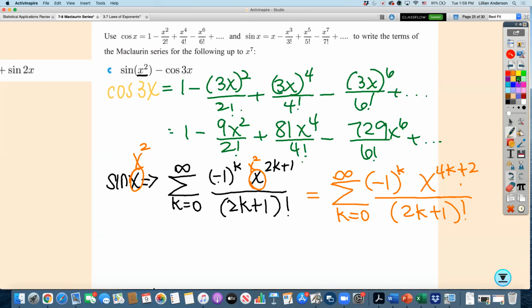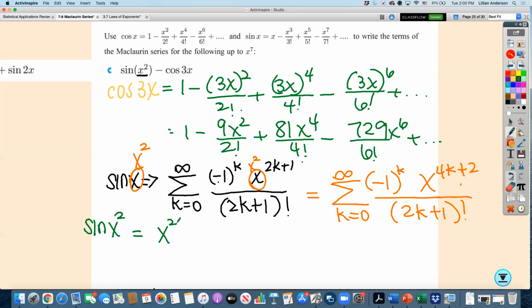When I plug in 0 here, that's going to give me -1 to the 0 power, x to the 2nd power over 1 factorial. When I plug in 0 for k, what is that? When I plug in 0 for k, what does that simplify down to be? X squared.